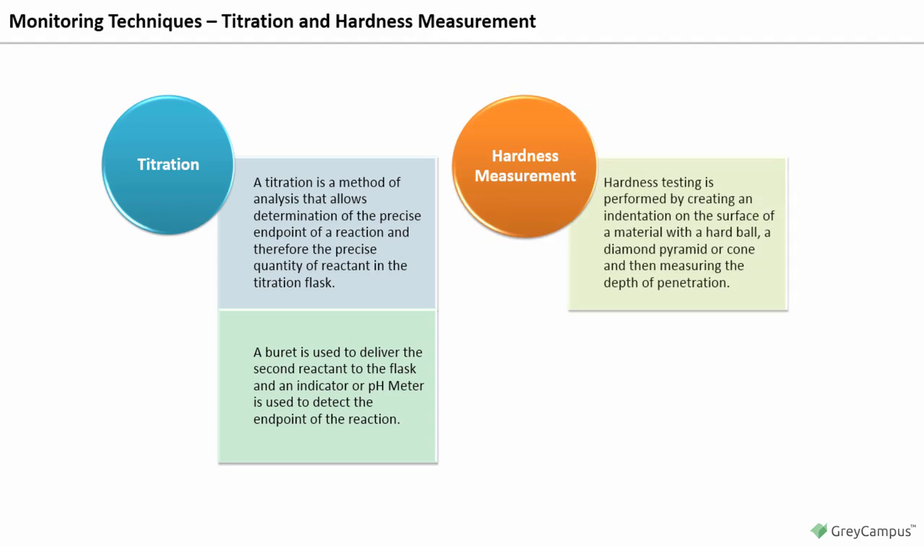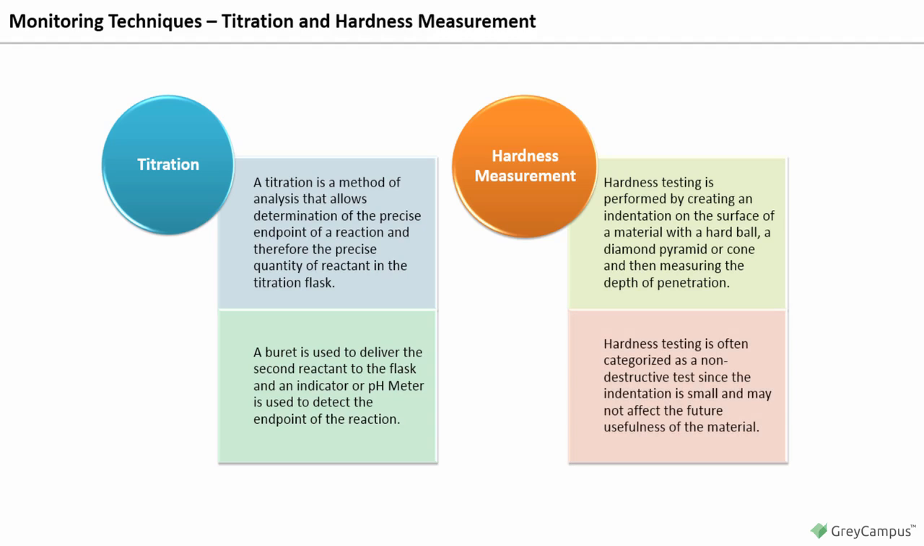Hardness measurement. Hardness testing, which measures the resistance of any material against penetration, is performed by creating an indentation on the surface of a material with a hard ball, a diamond pyramid, or cone, and then measuring the depth of penetration. Hardness testing is often categorized as a non-destructive test, since the indentation is small and may not affect the future usefulness of the material. Listed in the next slides are the most commonly used techniques for hardness measurements.